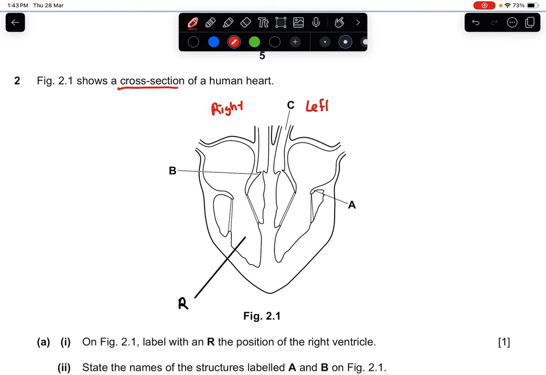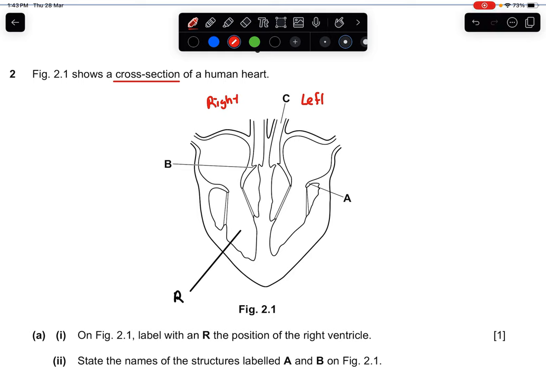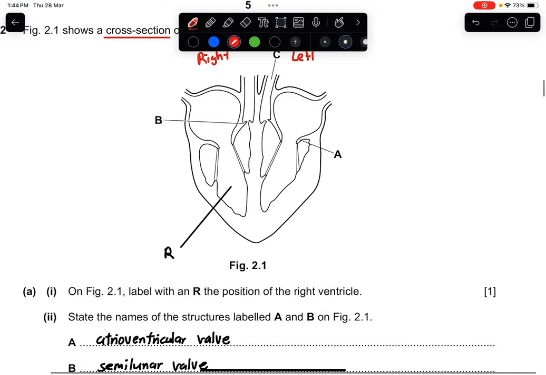This is a cross section. Okay, so we are looking from an outside perspective at the heart. Now they want you to label R on the position of the ventricle. The top part is always the atrium. The chamber on the top is the atrium. The chamber at the bottom, which has the thickest muscles, is always the ventricles. So the right ventricle is not so thick as the left ventricle. Therefore, it's here. And remember, your line is not an arrowhead. Do not do that. In bio, we need to see this line. Just point directly with a ruler and label it as R.